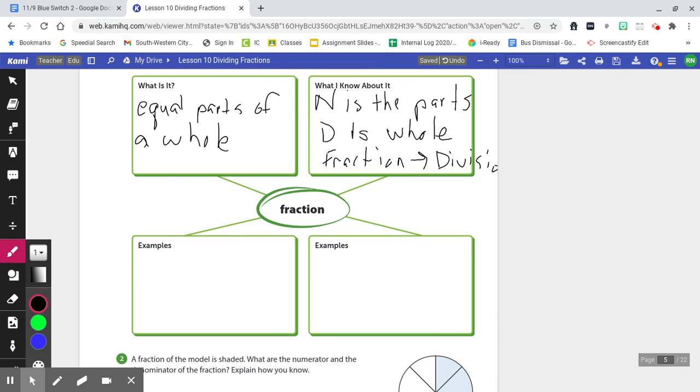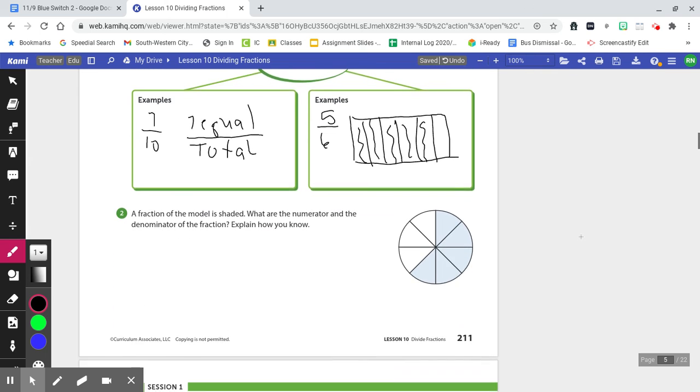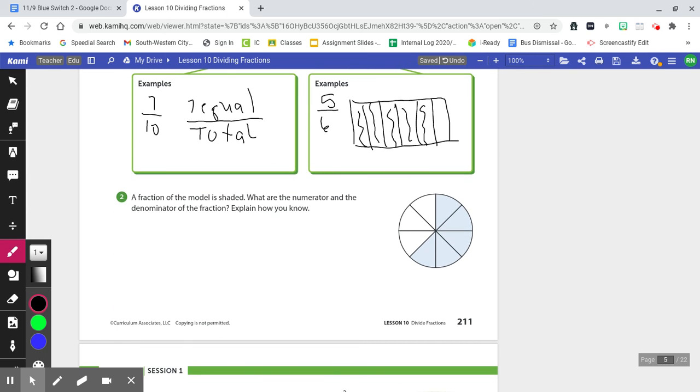Example, we have 7/10. We have 7 equal parts out of a total of 10 pieces. Another example is, let's say I had a fraction 5/6. I could shade in 5 of my 6.